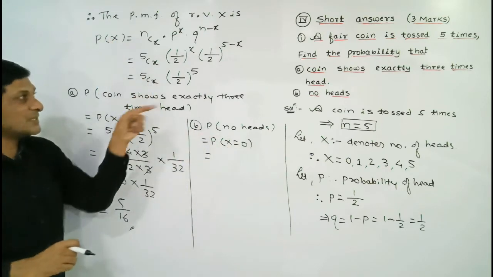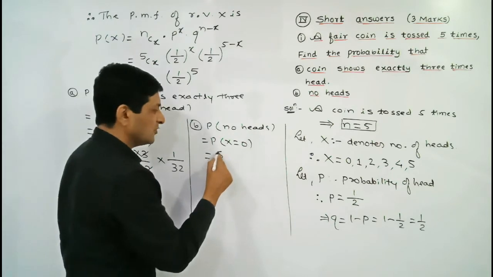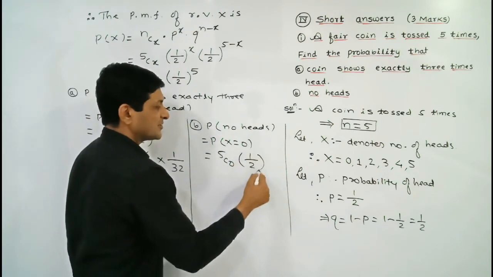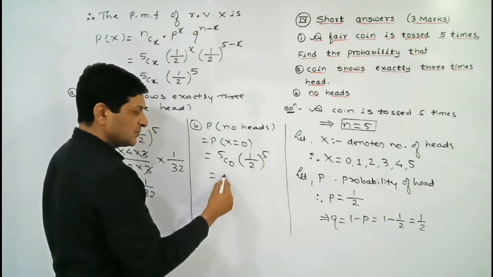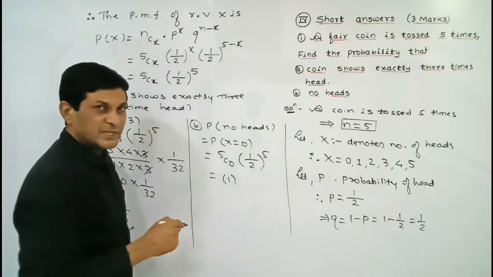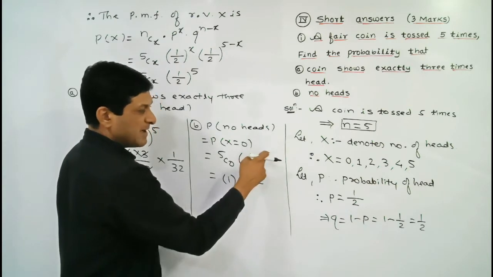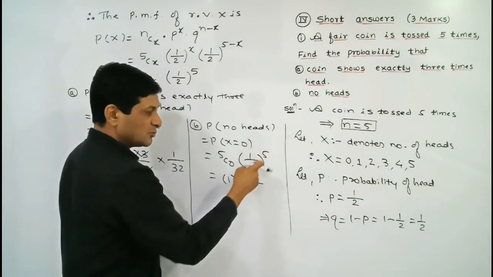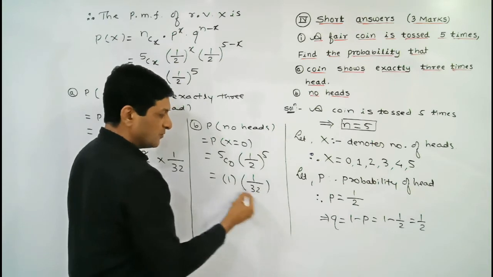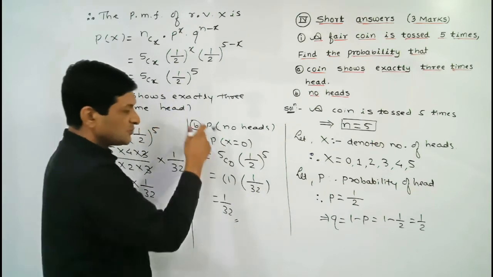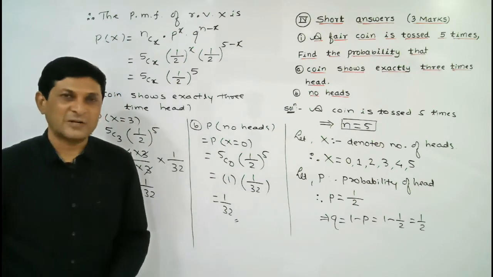So on this side also x will get replaced by 0. So 5C0 into 1 by 2 raised to power 5. 5C0 will be equal to 1. The value of this combination is 1, and here we will get 1 divided by, because 1 raised to power 5 is 1 and 2 raised to power 5 is 32. 1 into 1 by 32 will be equal to 1 by 32. In this way we have got our second required value.